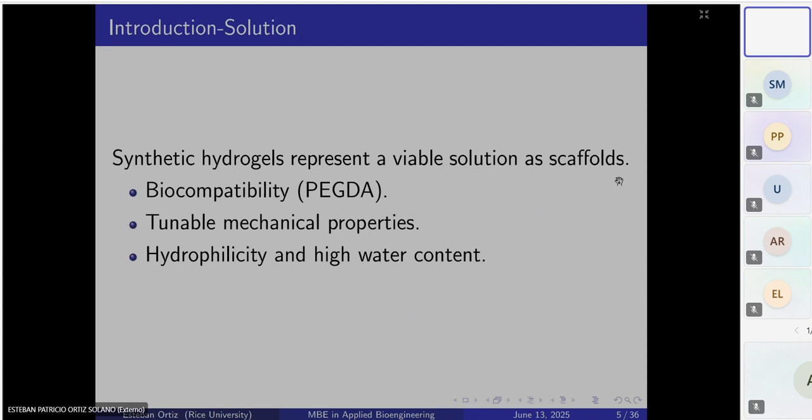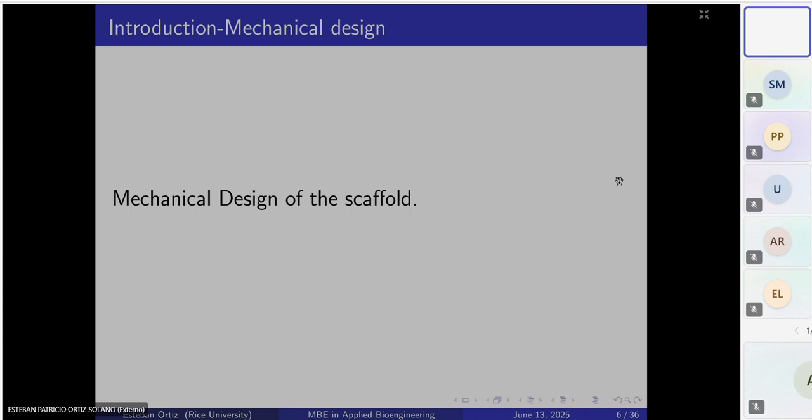In the body, it's going to be hydrated by the blood, but when you're designing the scaffold, you can hydrate it with PBS or water in general. So, as I mentioned, the first part of the creation of the aortic valves is that you need to create a mechanical design that duplicates the extracellular matrix.